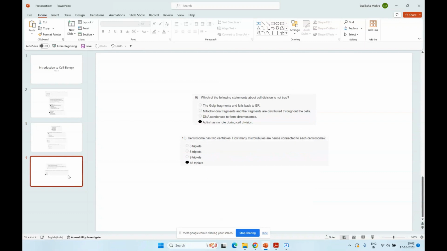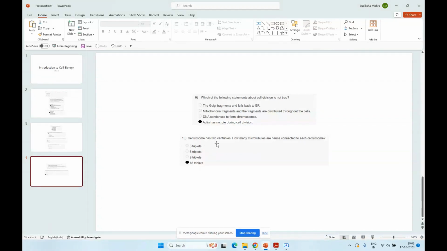Which of the following statements about cell division is not true? Golgi fragments and falls back into the ER. True. Mitochondria fragment and the fragments are distributed throughout the cells. True. DNA condenses to form chromosomes. True. Actin has no role during cell division, which is false. It plays a role during the cytokinesis of the cell.